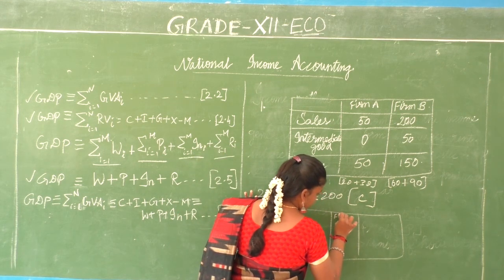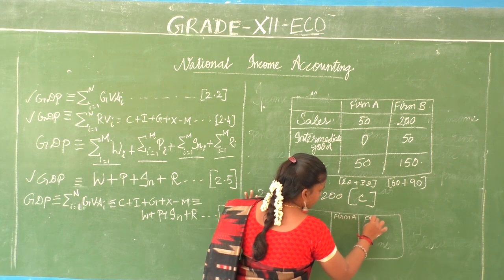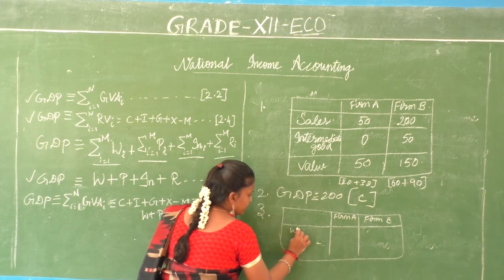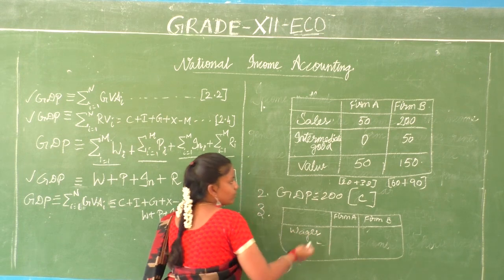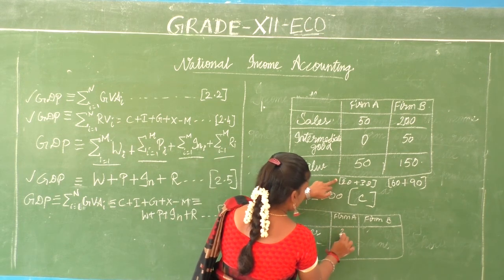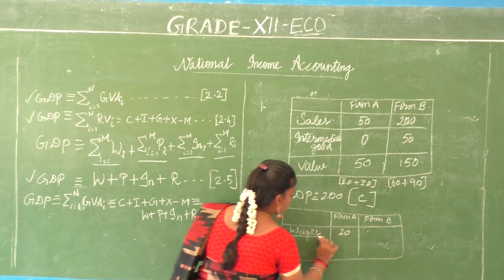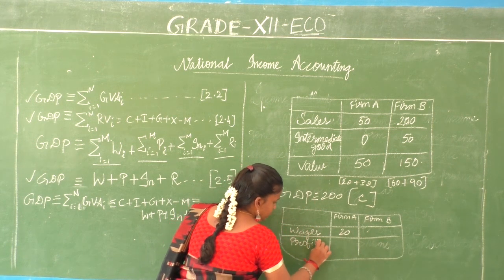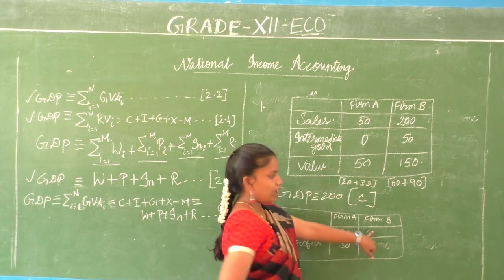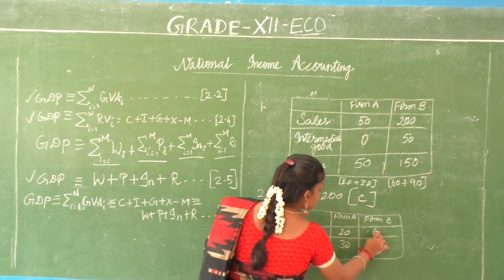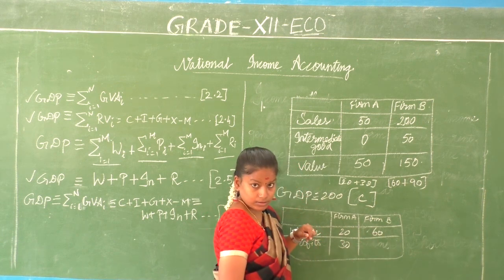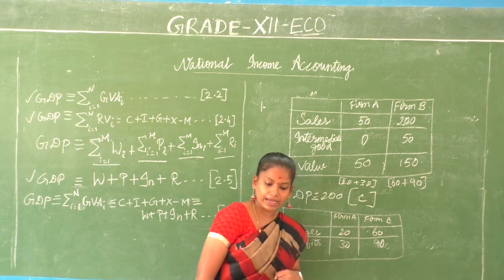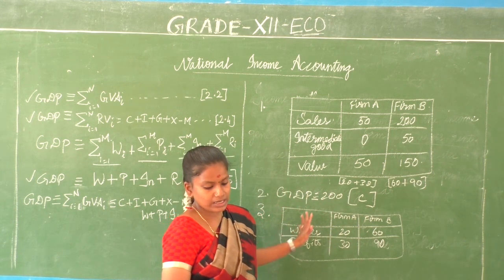Firm A, firm B, and what did we get? Wages. How much have they paid? 20 rupees, whereas profits are 30 rupees. And for firm B, 60 rupees is paid as wages, and 90 rupees is kept back as profit. This is their tabular column.